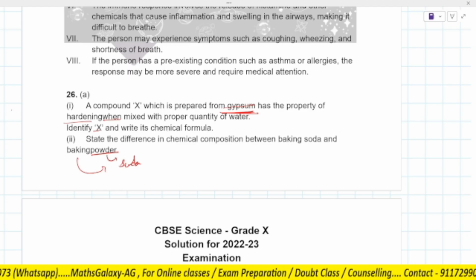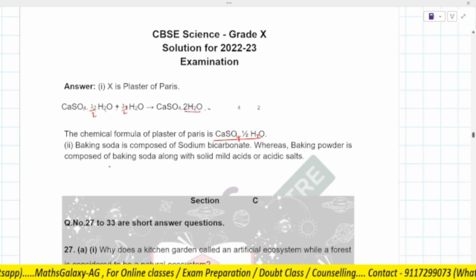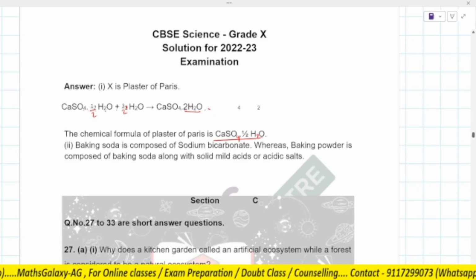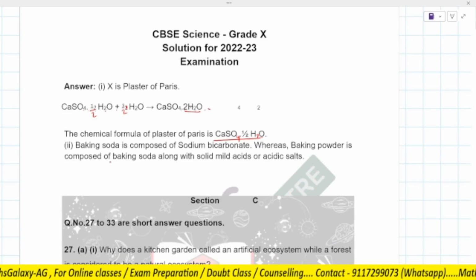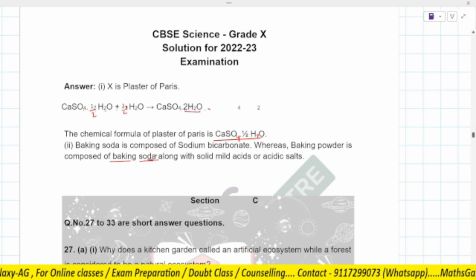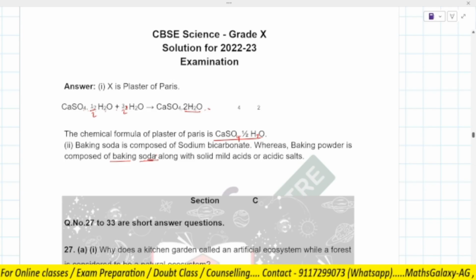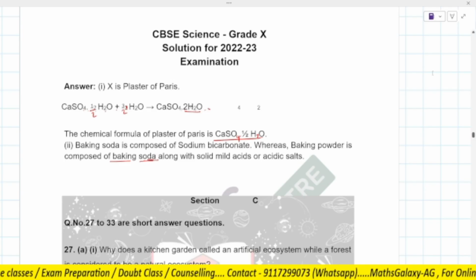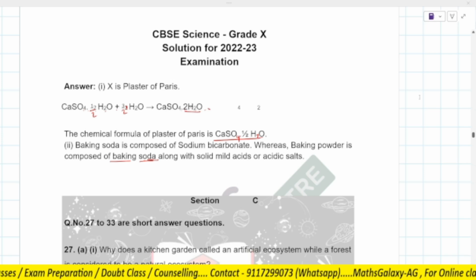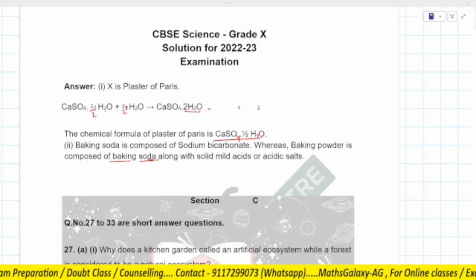Now let's see the explanation. Baking soda is the composition of sodium bicarbonate, whereas baking powder is the composition of baking soda, okay? As I told, you have to just remove powder and write soda. So baking soda along with the solid mild acids or acid salts. Is it clear? Any doubt? No doubt. Okay.